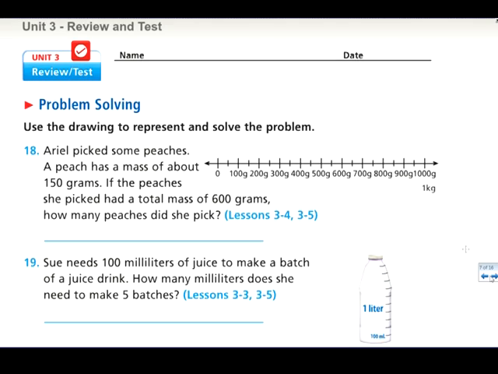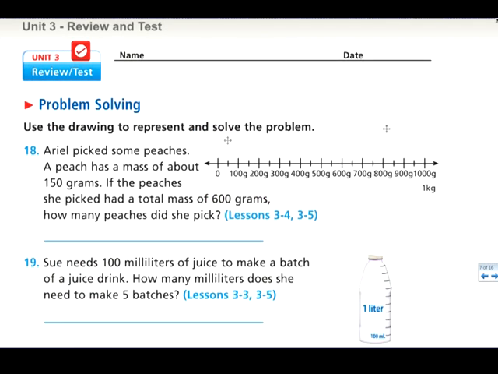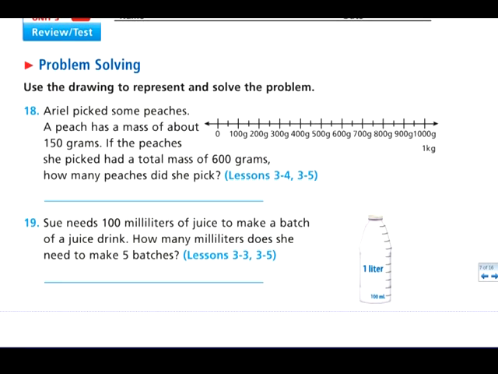I realize these are out of order because it jumps clear to 18 and 19, but I wanted to stay with the same concepts. These are lessons 3, 4, 3, 5, 3, 3, 3, 3, 5. So these were the ones that went along with gallons, meters, liters, but it's problem solving. So I wanted to go over these just so you were aware of how those would work.